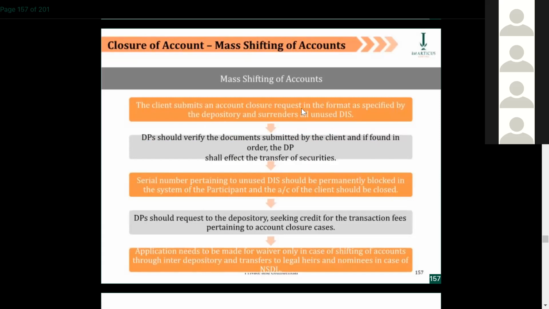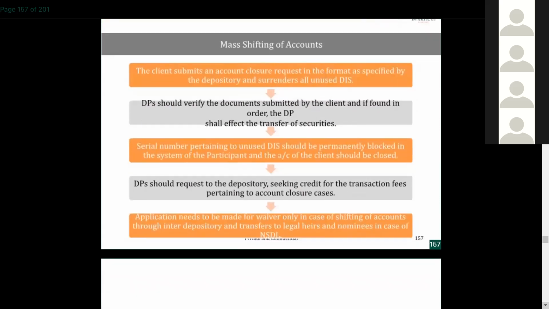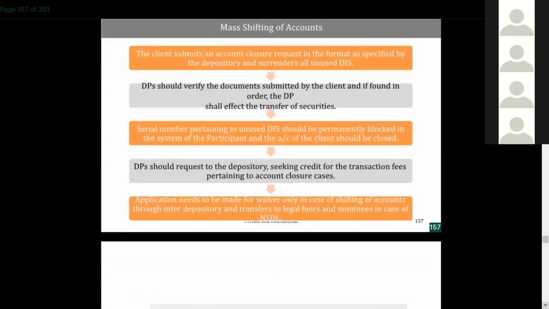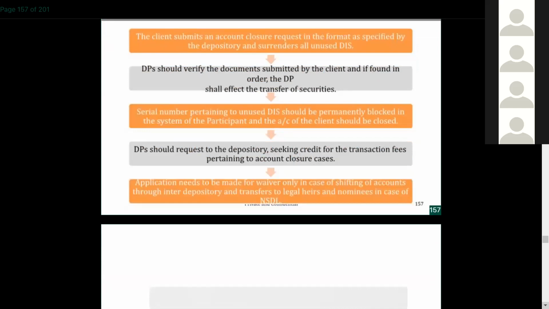So the client submits an account closure request in the format as specified by the depository and surrenders all unused depository instruction slips. A DP should verify the documents submitted by the client, and if found in order, the DP shall effect transfer of the securities. Serial number pertaining to unused delivery instruction slip should be permanently blocked in the system of the participant, and the account of client should be closed.